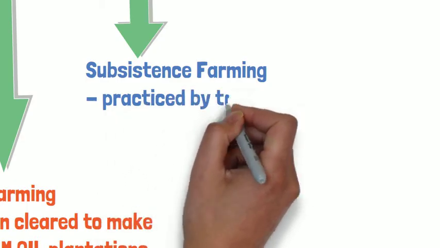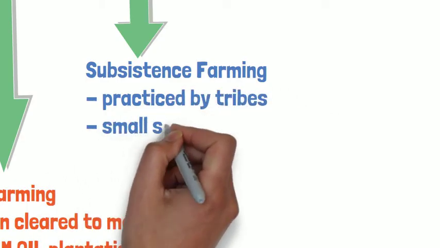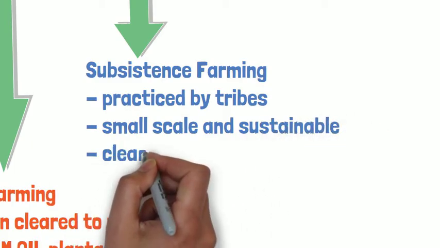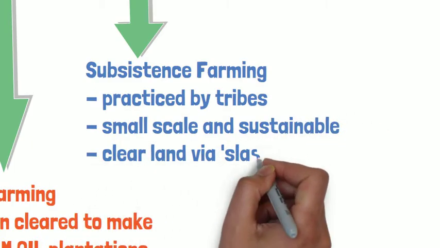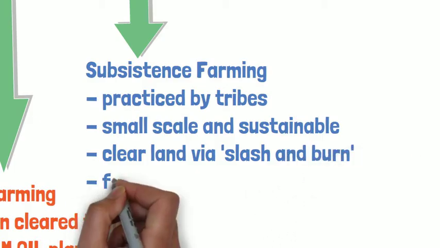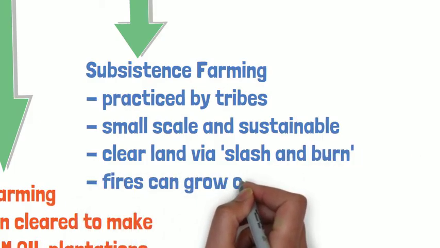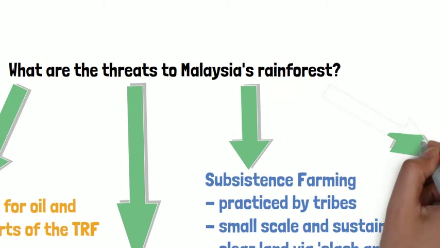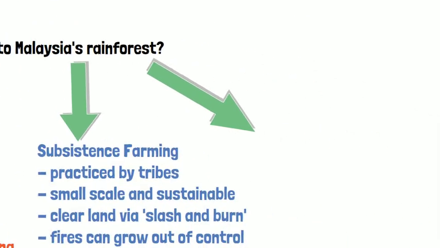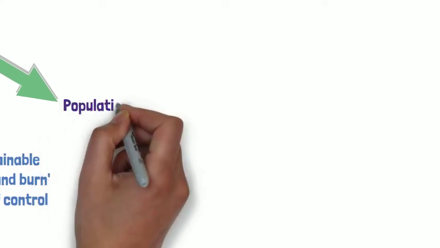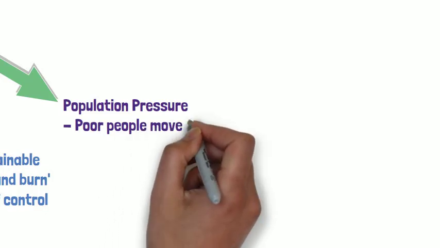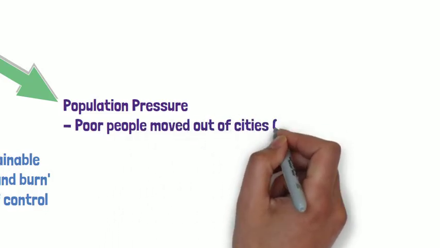Our next reason then is subsistence farming. So this is usually practiced by local tribes. It's small scale and is sustainable, but they usually clear the land using a method of slash and burn. So they basically cut down trees and undergrowth and burn it. But the fires can quite easily grow out of control, which then leads to large parts of the tropical rainforest being destroyed.